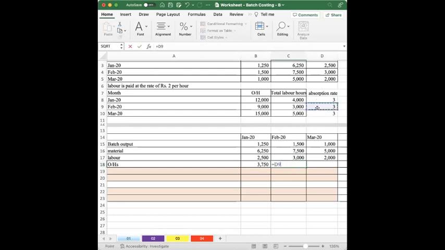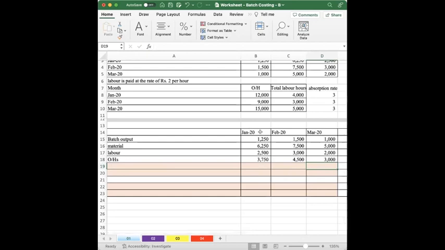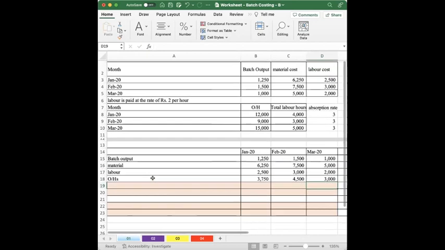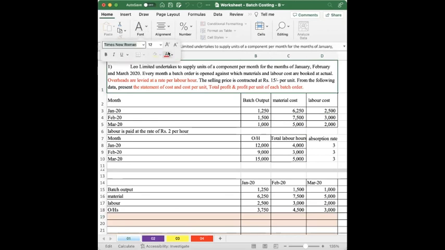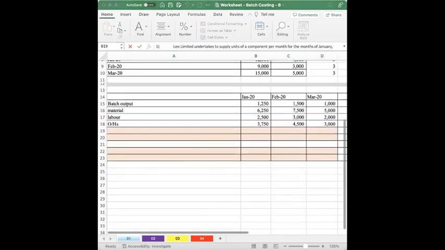Again, February multiplied by the batch output. March also multiplied by batch output. Okay, so these are the overhead costs. Now, since we are supposed to do the statement of cost, so now this is the statement of cost, right? Now we are finding out the statement of cost.